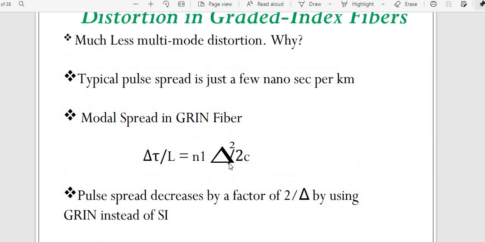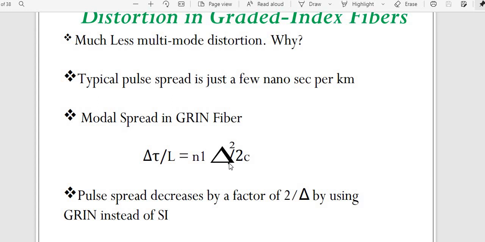So much less multimode distortion. Why do we call it less multimode distortion? Because typically pulse spread is just a few nanoseconds per kilometer. For 1 kilometer, if you see, it will be very few nanoseconds. And mode spread in GRIN fiber, this is one of the fibers which is used for gradient index fibers, right?